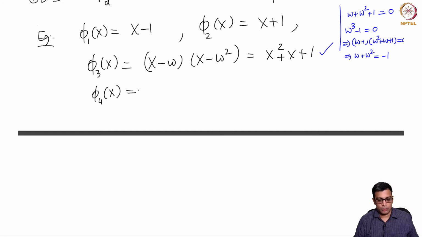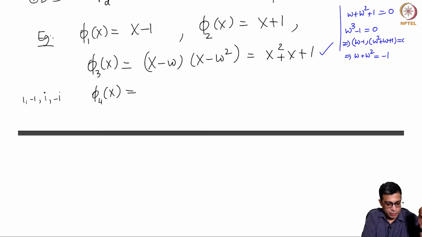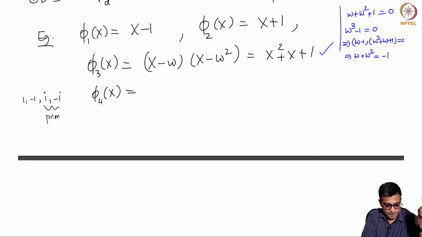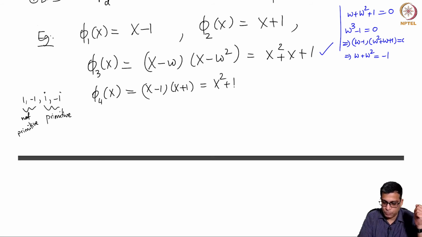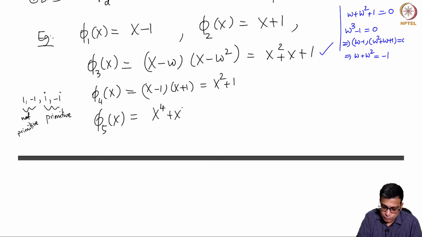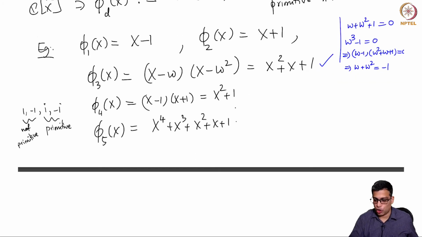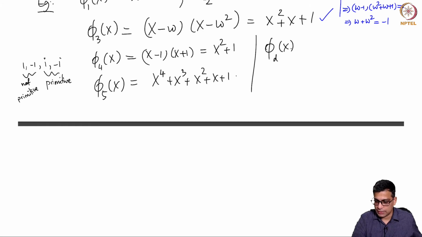What is phi 4? You have to look at fourth roots of unity. They are 1, minus 1, i, minus i. But only i and minus i are primitive, and 1 and minus 1 are not primitive. So you get x minus i times x plus i, so the fourth cyclotomic polynomial is x square plus 1. And let me write one more example before we proceed. So these are called the cyclotomic polynomials. Phi d of x is the dth cyclotomic polynomial.